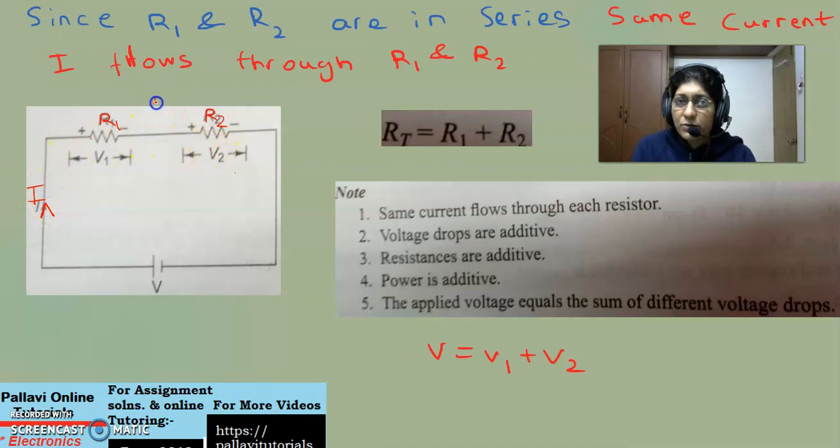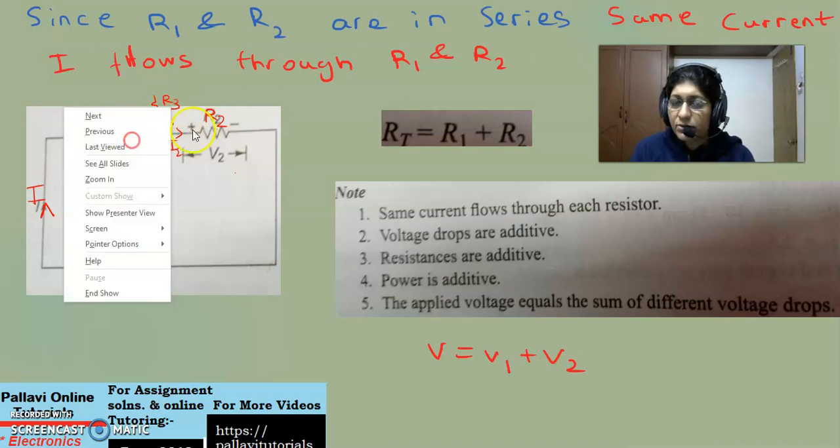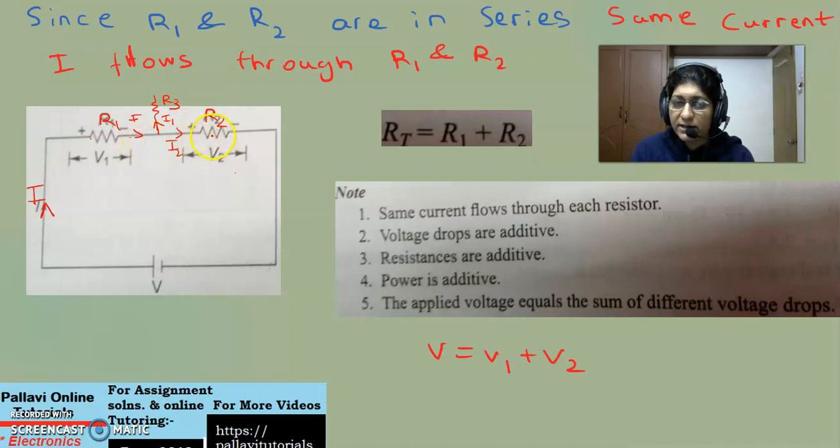Now my question is, what if there was a third resistor R3 connected in this manner? Would this current I be the same as this current? Here the current would have been split into I1 and I2. So the current through resistor R1 would not have been the same as the current through R2. So, because of the third resistor R3, the two resistors were not in series.